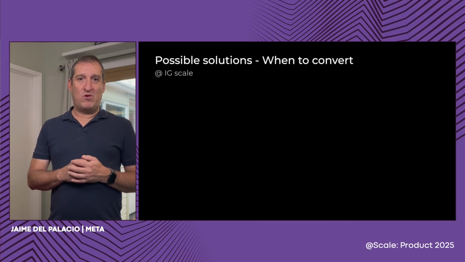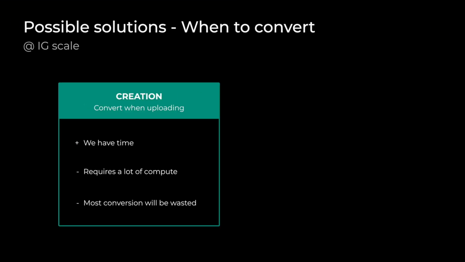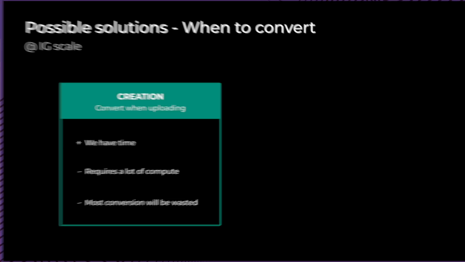The first decision was when to convert the media. We could do it at creation time, when the user creates a post. At that point, we would have more time to convert it. But the problem is we don't know which posts will be displayed on Quest at that point. The user simply uploads the image, and the system distributes the image across all the users that consume it.